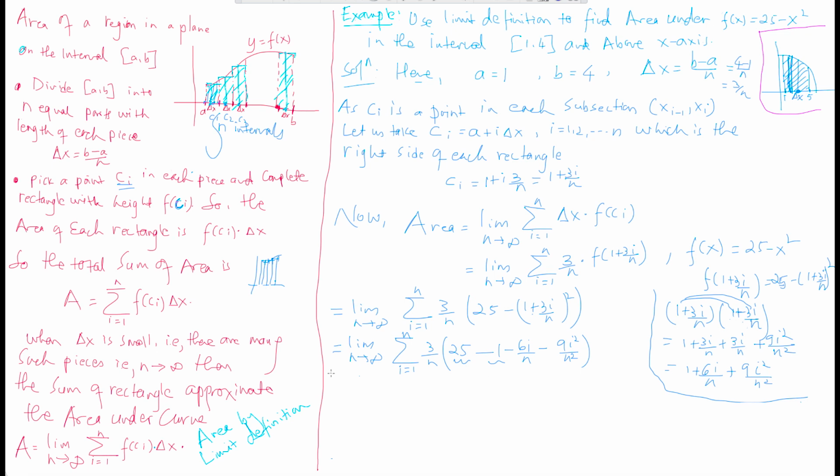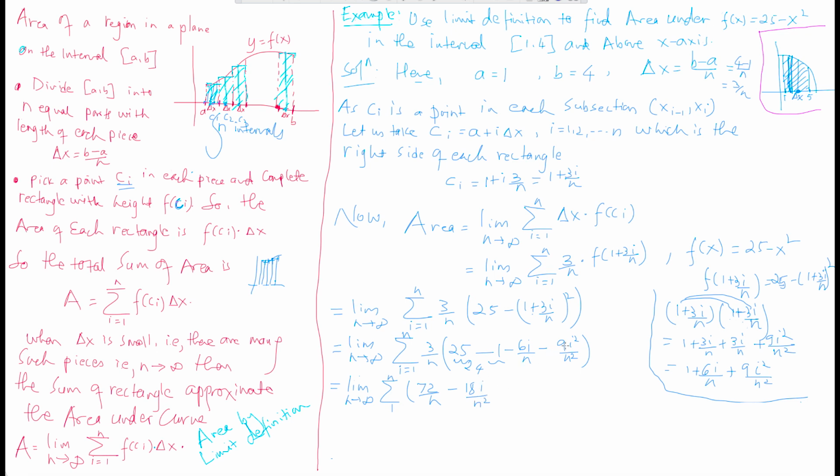What I do after that is distribute this 3 over n to all of them, but before that, 25 minus 1 is 24, right? So you get the limit as n tends to infinity, the summation with i from 1 through n, of 24 times 3 over n, which is 72 over n. And then minus 3 over n times 6i over n, you get 18i over n squared, right?